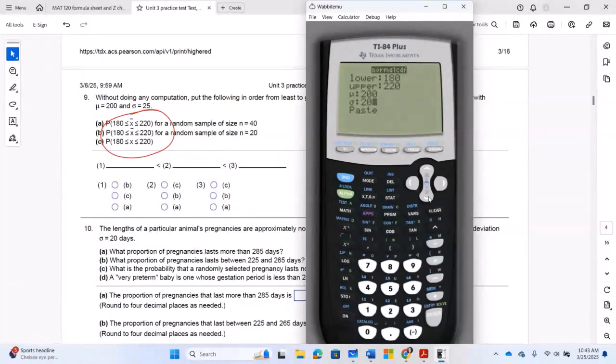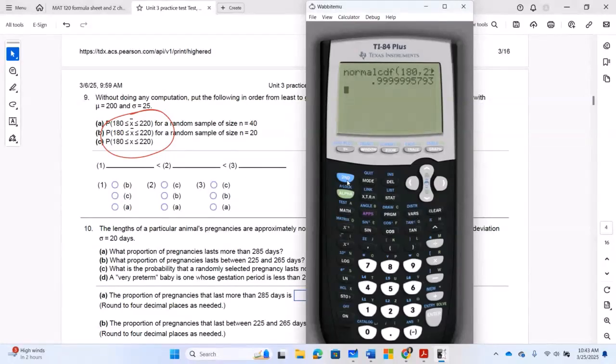So the standard deviation is 20. Actually, the standard deviation is 25. Then I'm going to divide it by the square root of the sample size for A, the square root of 40. I'm dividing by a big number. The next thing now is to calculate the area, and that area is approximately 0.999 something. So the area is almost 1. I'm going to leave that there and calculate the other one.